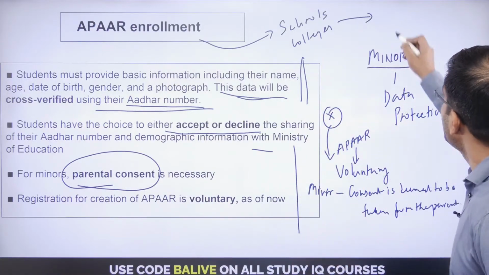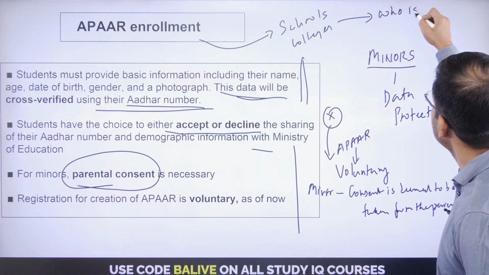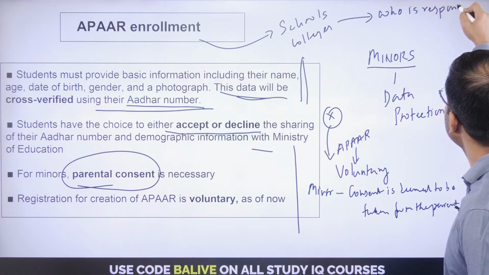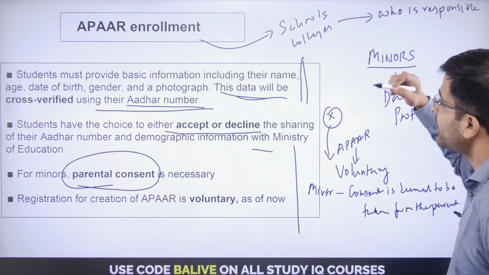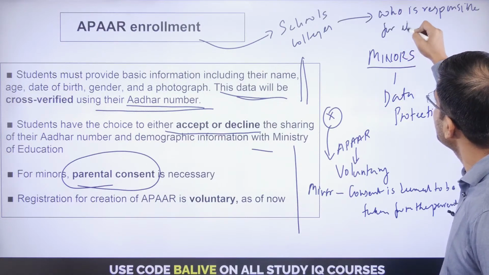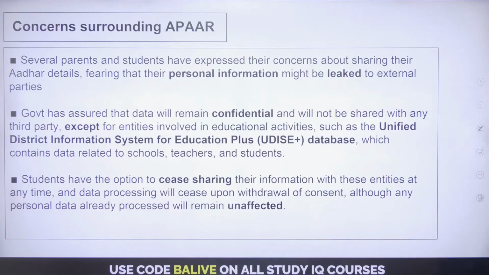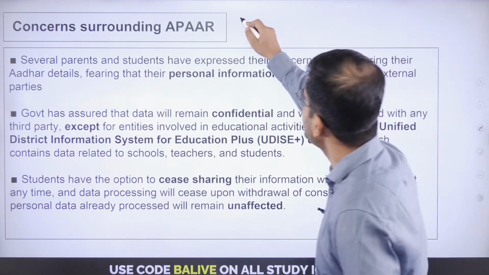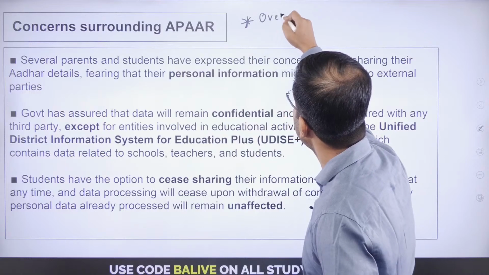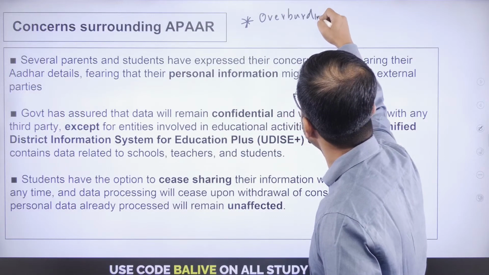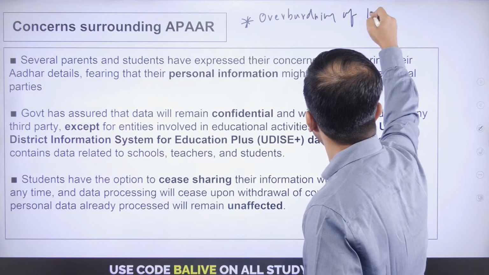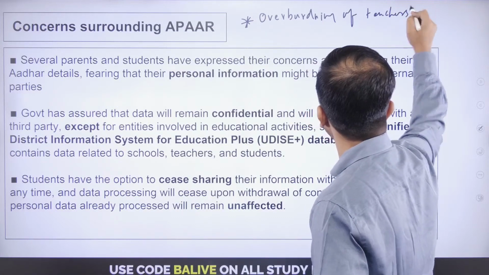So this is the problem. Who is responsible for enrollment? Who will do it? If it's the teachers, well, it's overburdening them. Who is responsible for it? Correct. Now the concerns surrounding Apar, besides obviously number one, overburdening of teachers. Besides this, let's look at the others.